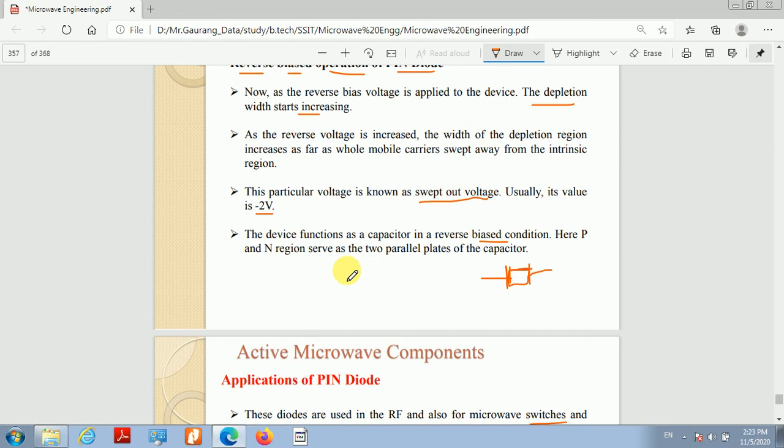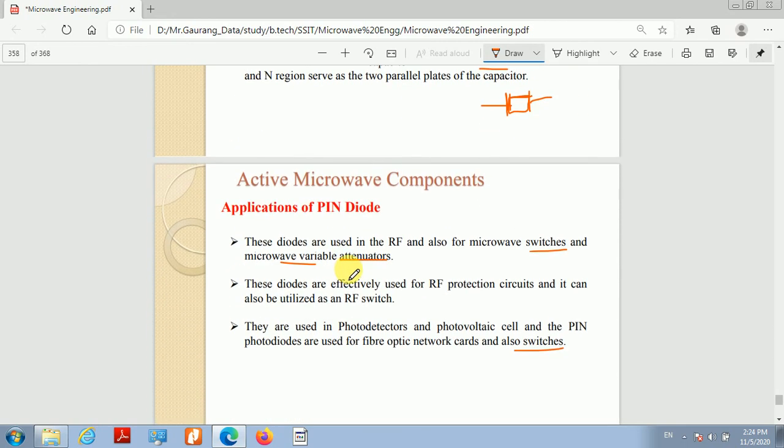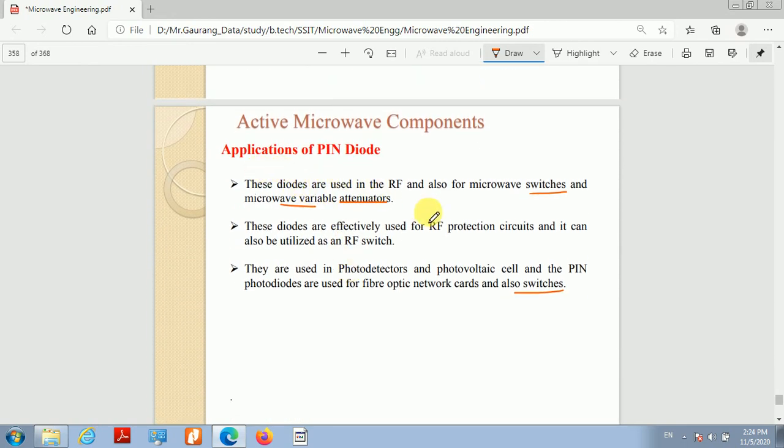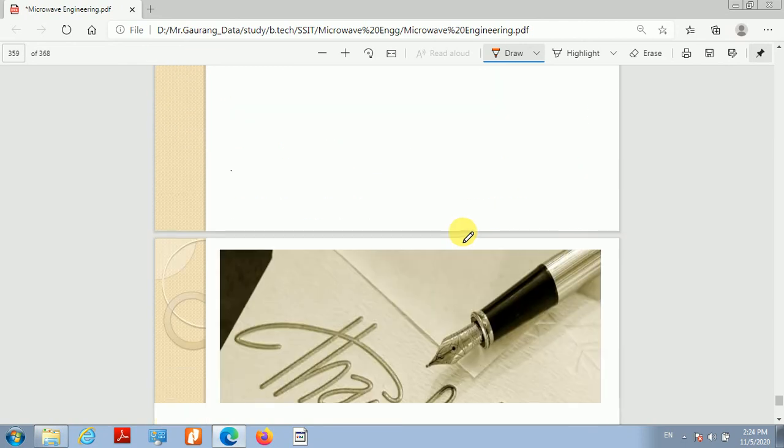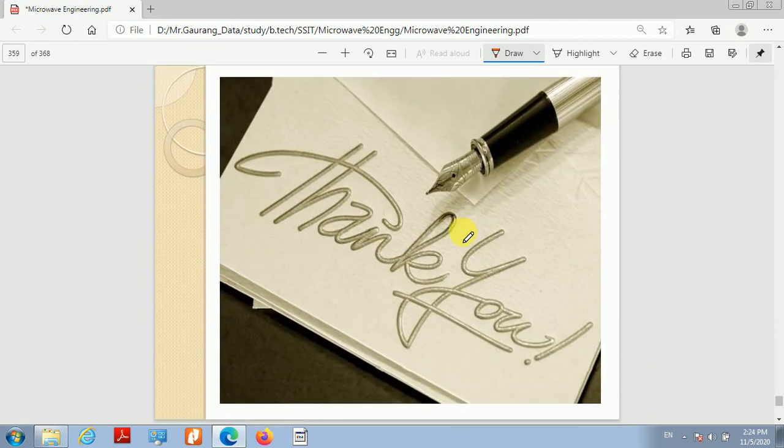Okay, and under forward bias condition, this pin diode behaves as a variable resistor device, and under reverse bias it behaves like a capacitor. Okay, and at the end we have discussed about the applications of pin diode. So I hope कि आज के लेक्चर में जो हमने डिस्कस किया आपको समझ में आ गया होगा.